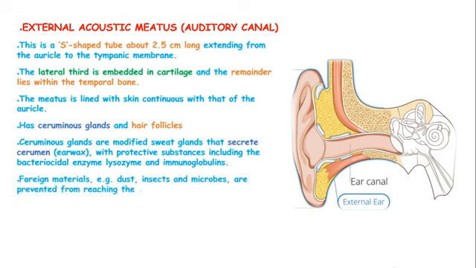Foreign materials such as dust, insects, and microbes are prevented from reaching the tympanic membrane by the wax, hairs, and the curvature of the meatus.